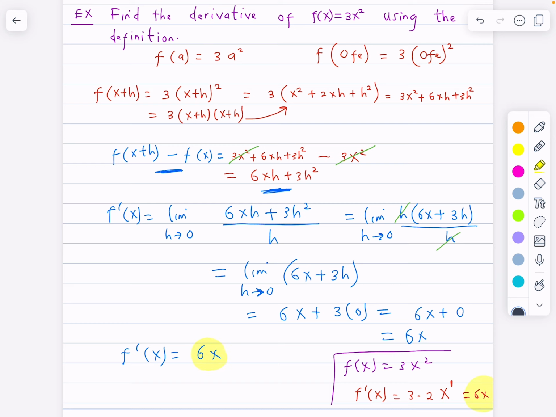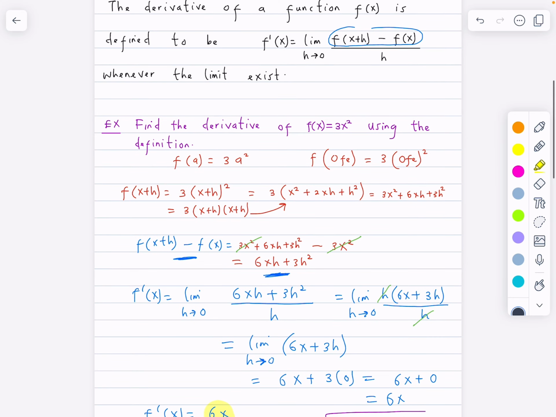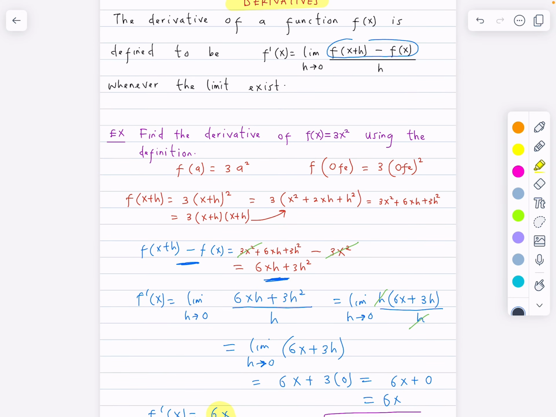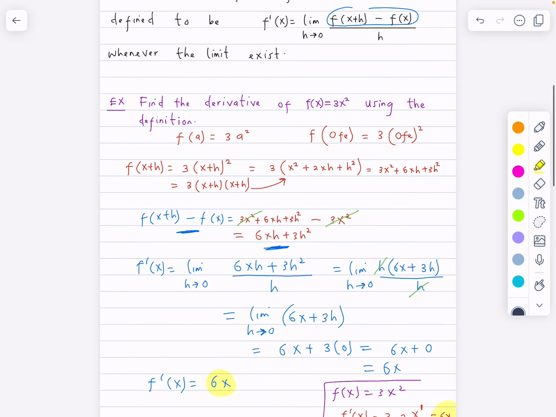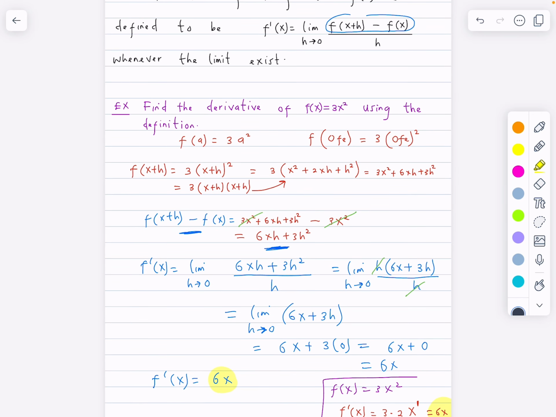So that's it. That's how to use the definition of the derivative to find the derivative of a function. If you are asked to find the derivative of a function using the definition, this is how you do it. I hope this helps.